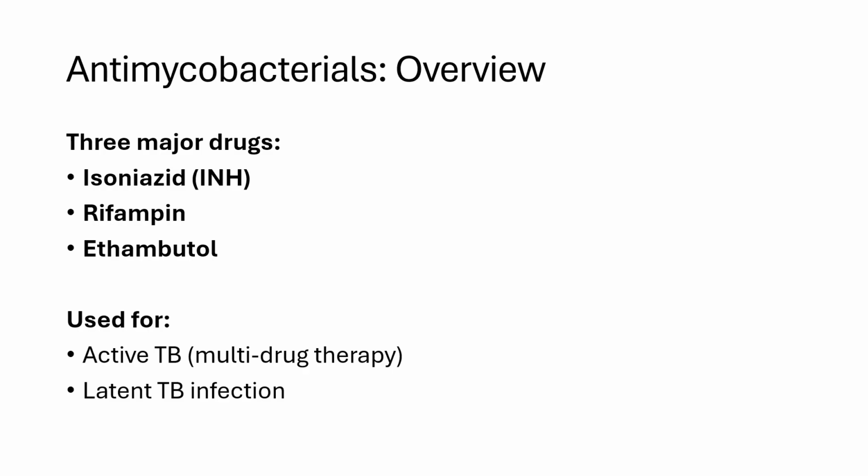antimycobacterials. So treating tuberculosis, we have 3 core mycobacterial agents: Isoniazid, INH, Rifampin, and Ethambutol. These are used in combination for active TB, which requires multi-drug therapy to prevent resistance. They are also used for latent TB, often can be used as monotherapy or dual regimens depending on the case.